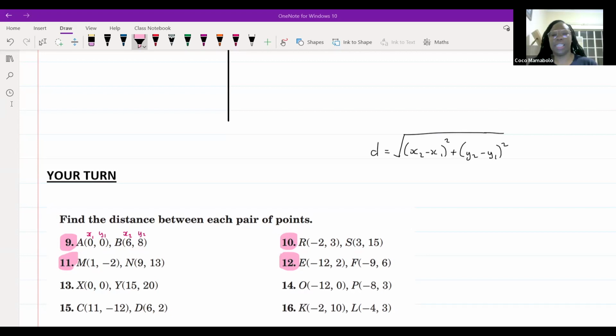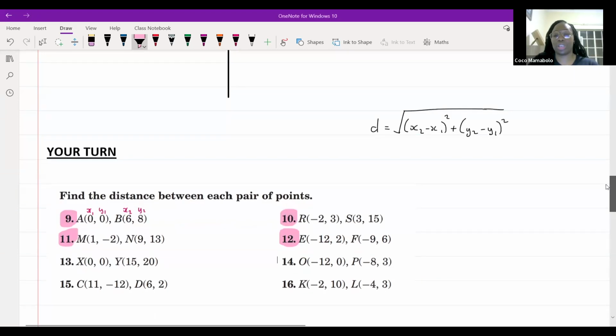All right, peeps. Unfortunately, that's all the time I can afford you. Let's have a look at some of these answers. Let's start with number 9, which is nice and easy. They want the distance between AB.